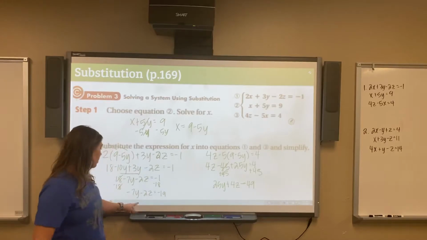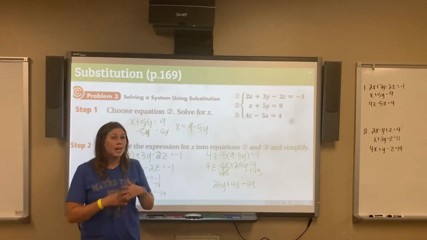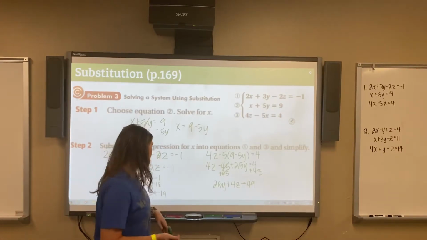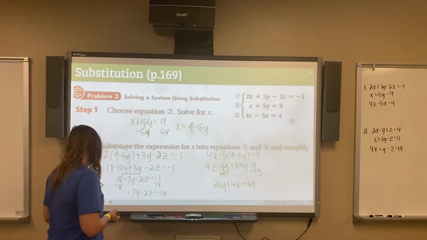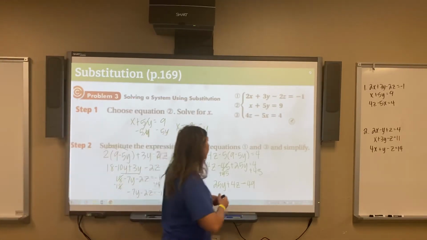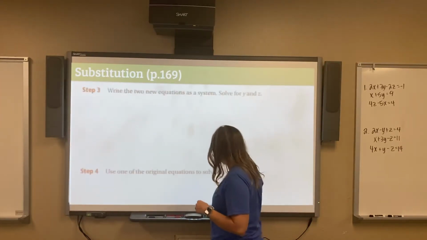Now we have 2 equations, 2 unknowns. Both are in terms of y and z. Guess what? We know how to do that. We can solve by elimination or substitution, but let's set it up to see what would be best. Let me clear this and we're going to go to the next page.